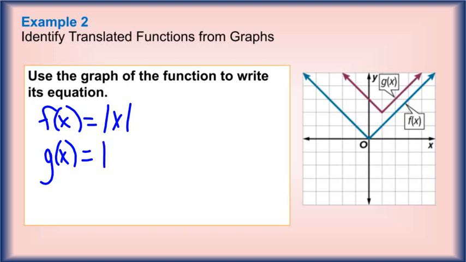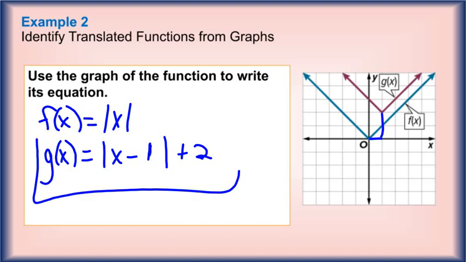So now inside the absolute value, the vertex moved 1 to the right. So that means I'm going to have a minus 1 in here, and then it moved up 1, 2. That's a plus 2. So it moved up 2. So our function would be g of x equaling absolute value of x minus 1 plus 2.